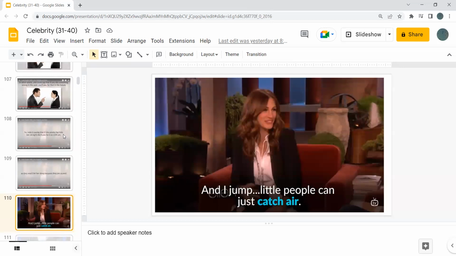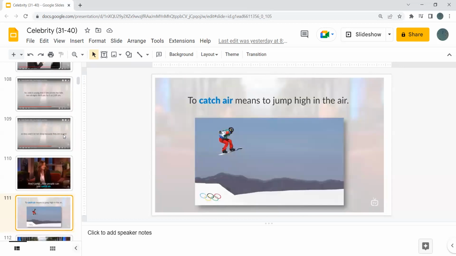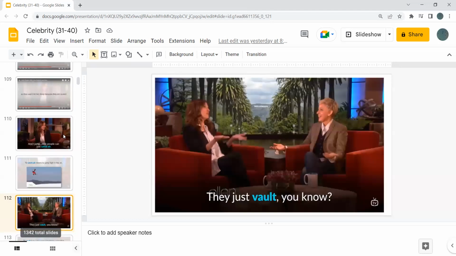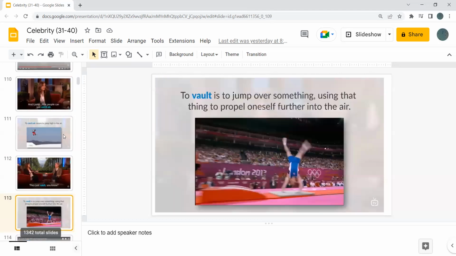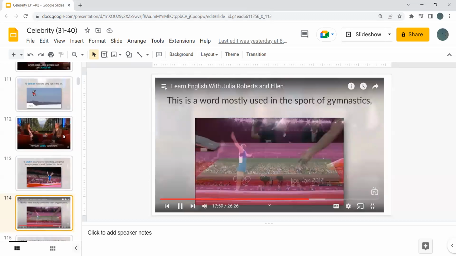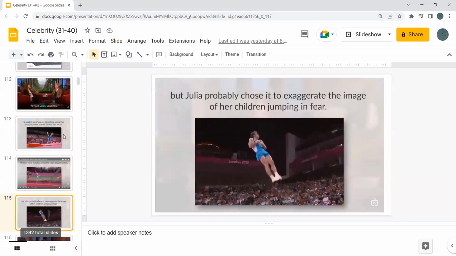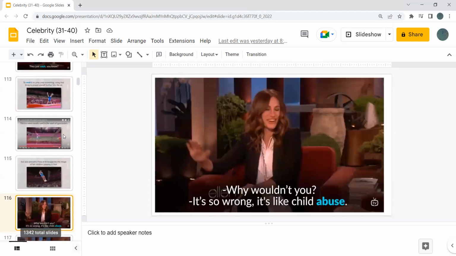And I jump, little people can just catch air. Catch air means to jump high in the air. To vault is to jump over something, using that thing to propel oneself further into the air. This is a word mostly used in the sport of gymnastics, but Julia probably chose it to exaggerate the image of her children jumping in fear.